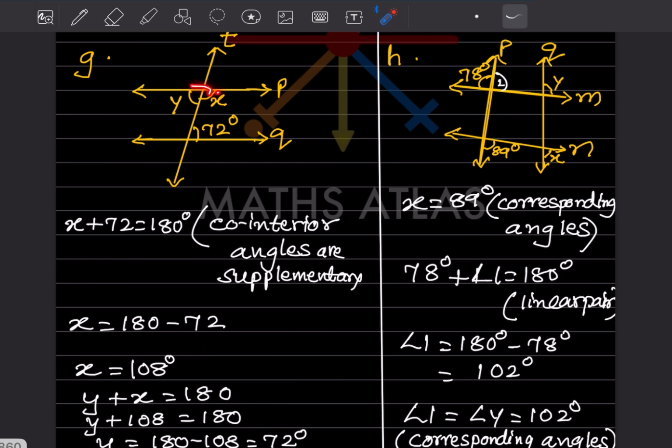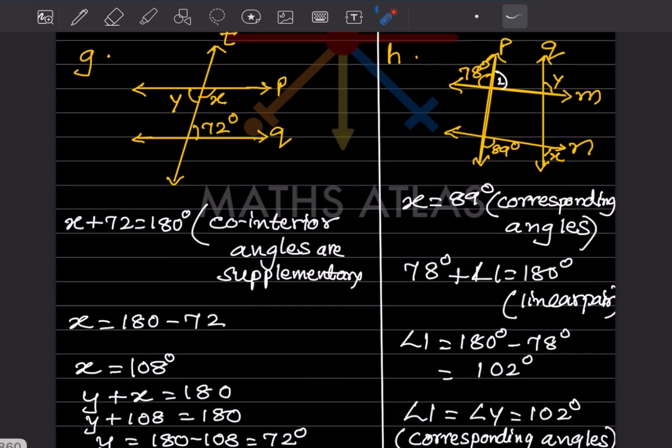So now what we can see, these both angles. This is the transversal. So y plus x is 180 degrees. So y plus this 108 will be 180. So y will be 180 minus this 108. That is going to be 72 degrees. Now we will see for this.